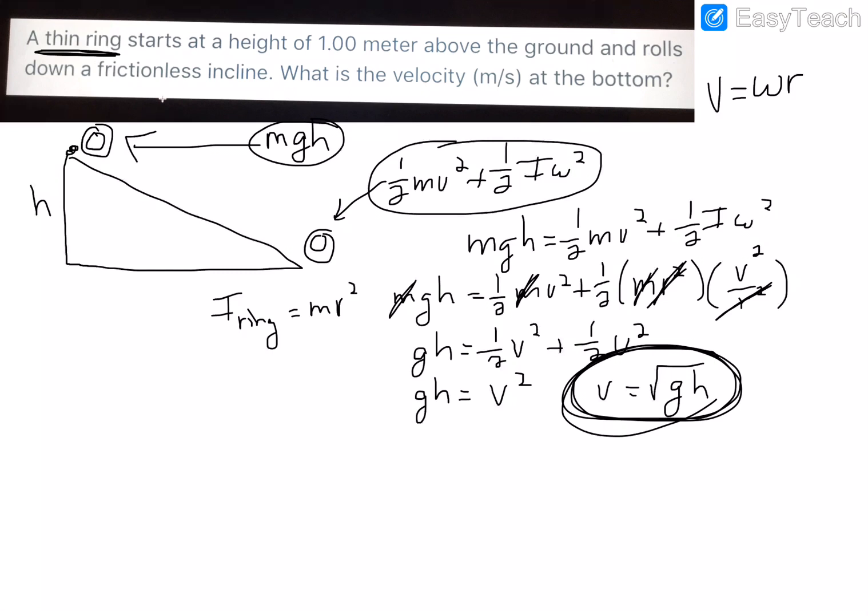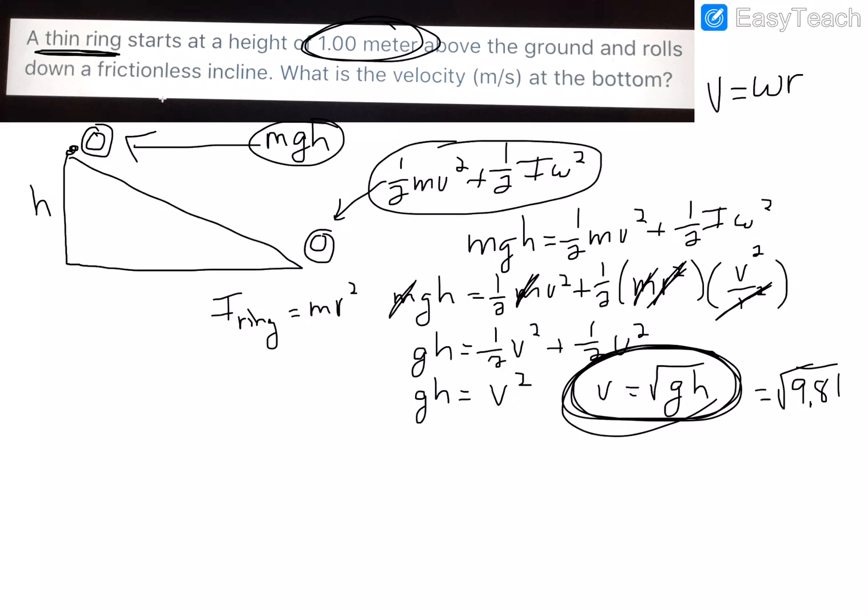And you'll notice the radius, the mass, all those things didn't matter. The only thing that mattered is gravity, which is going to be 9.81 each time, because we're going to be on the Earth, and the height. And so that's why the only thing that was given in this problem was actually the height, 1 meter. So this would be the square root of 9.81 since it was 1 meter. So that's how you find the velocity at the bottom.